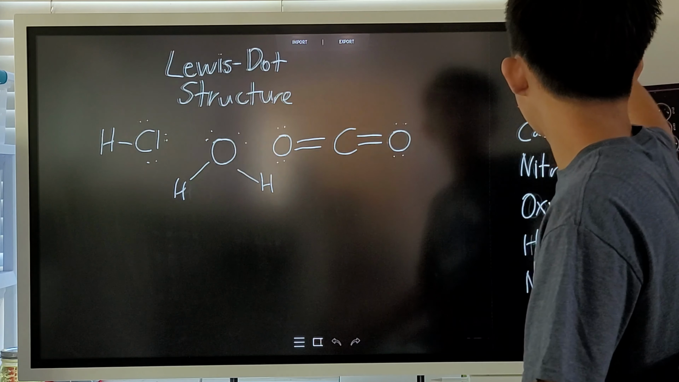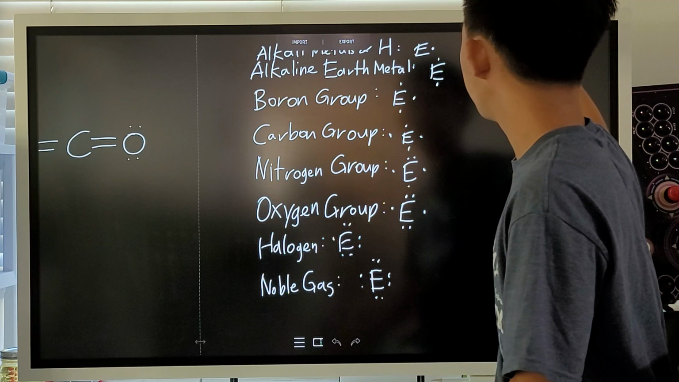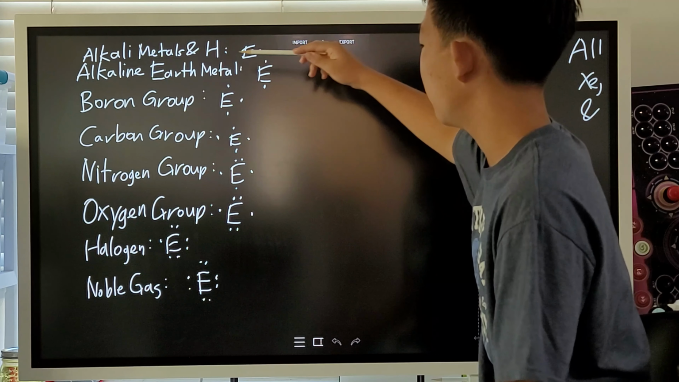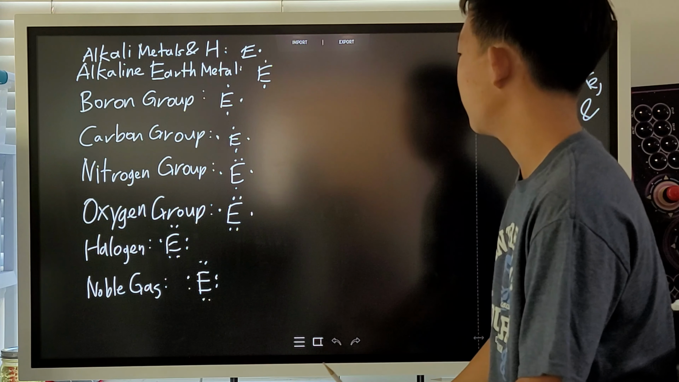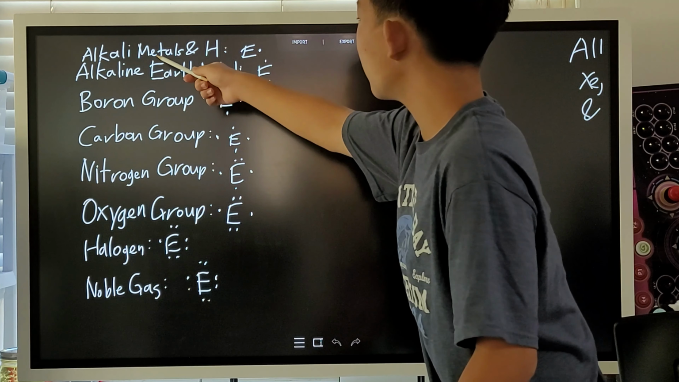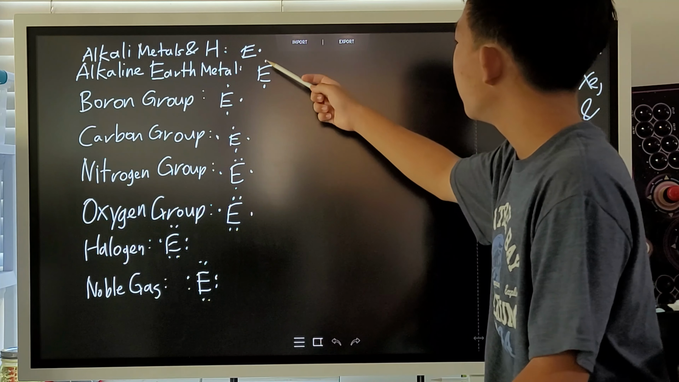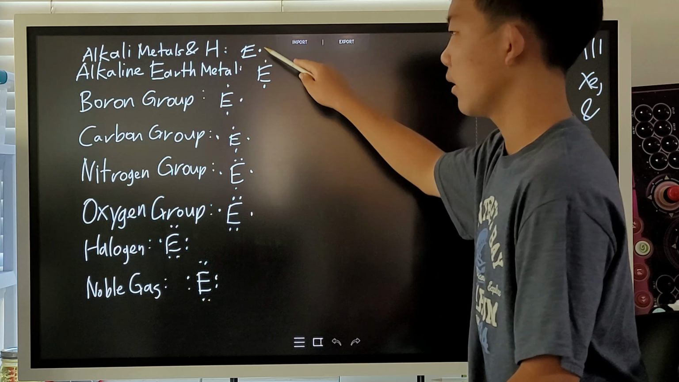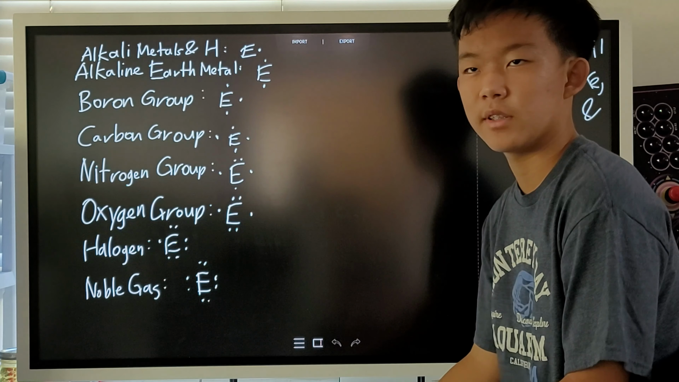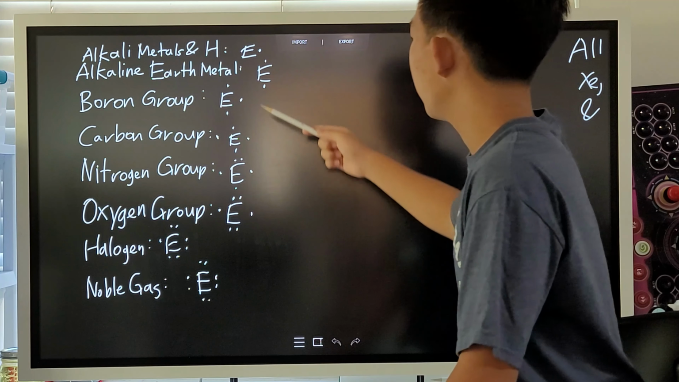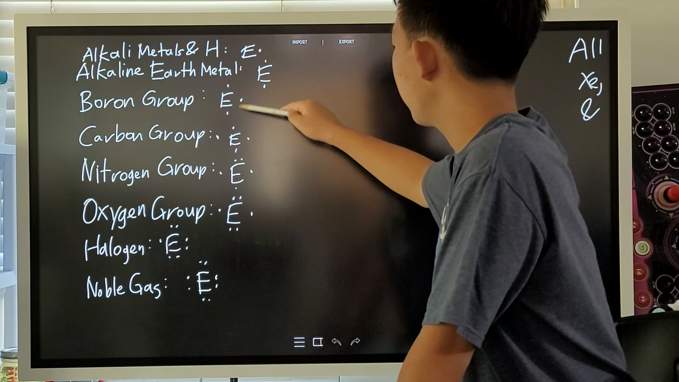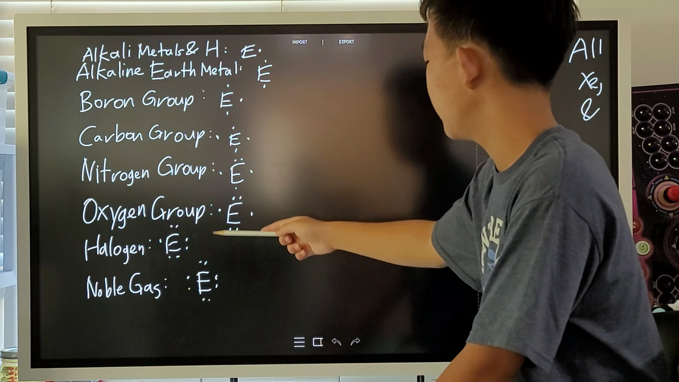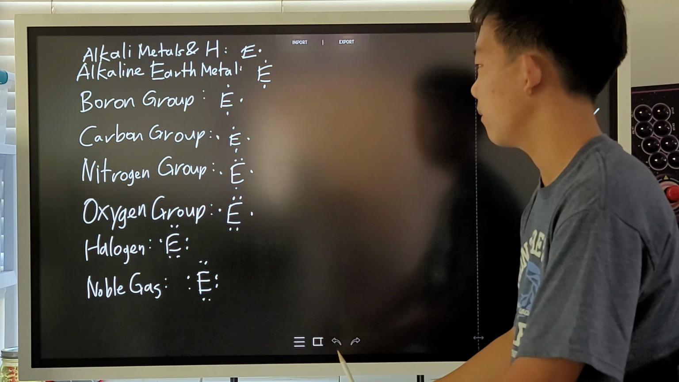In the Lewis dot structure, we depict alkali metals and all these elements as follows. For an alkali metal or hydrogen, you put the element symbol and one dot. Each dot represents an electron. Alkaline earth metals logically have 2, then 3, 4, 5, 6, 7, and noble gases have 8.